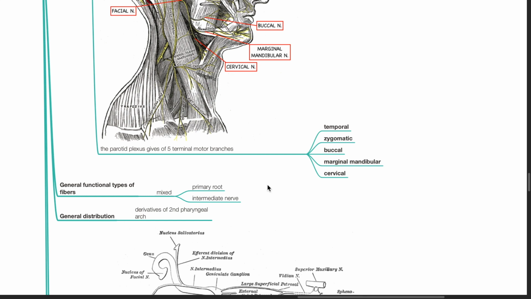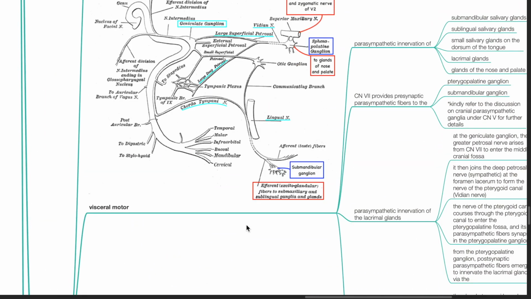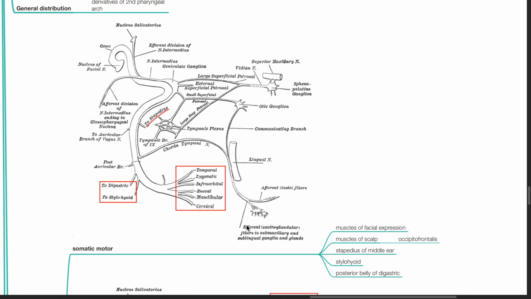The fibers of cranial nerve 7 are mixed and consist of motor and sensory components. General distribution of cranial nerve 7 is to the derivatives of the second pharyngeal arch. Main actions of cranial nerve 7. Cranial nerve 7 provides somatic motor supply to muscles of facial expression, muscles of the scalp, occipitofrontalis, stapedius of the middle ear, stylohyoid, and posterior belly of the digastric.